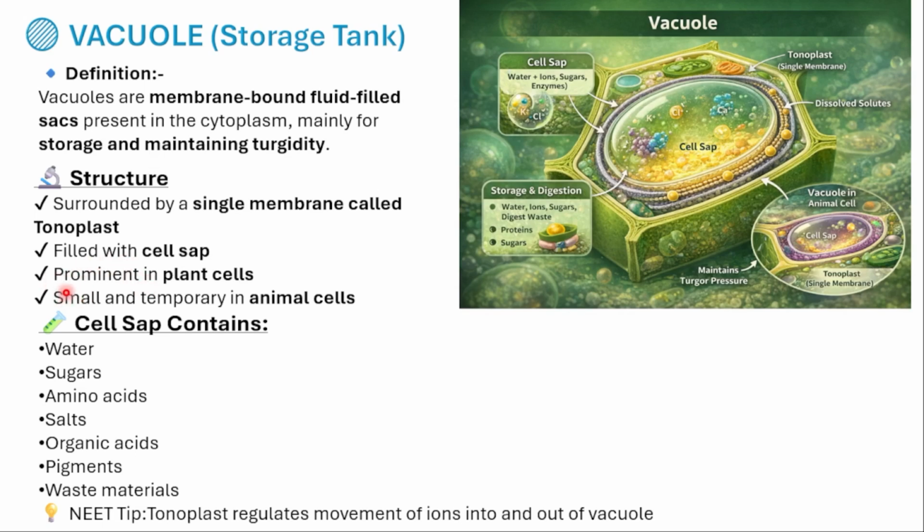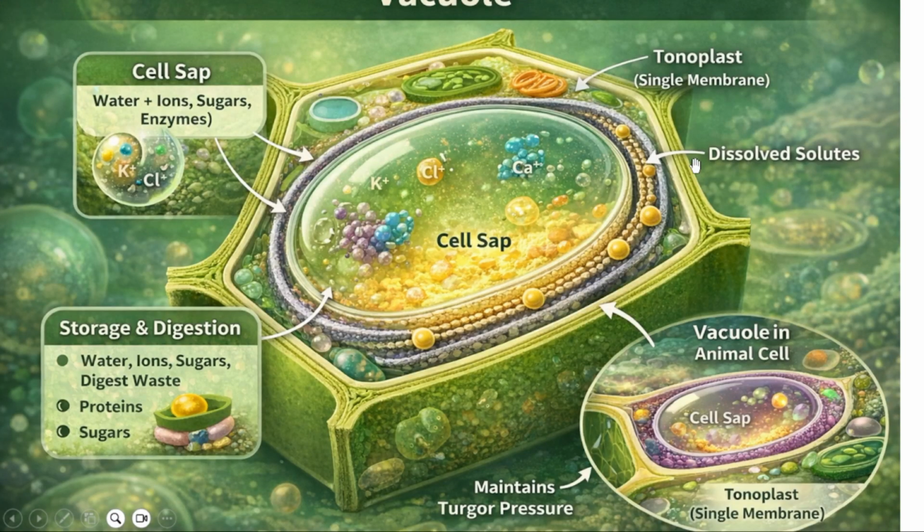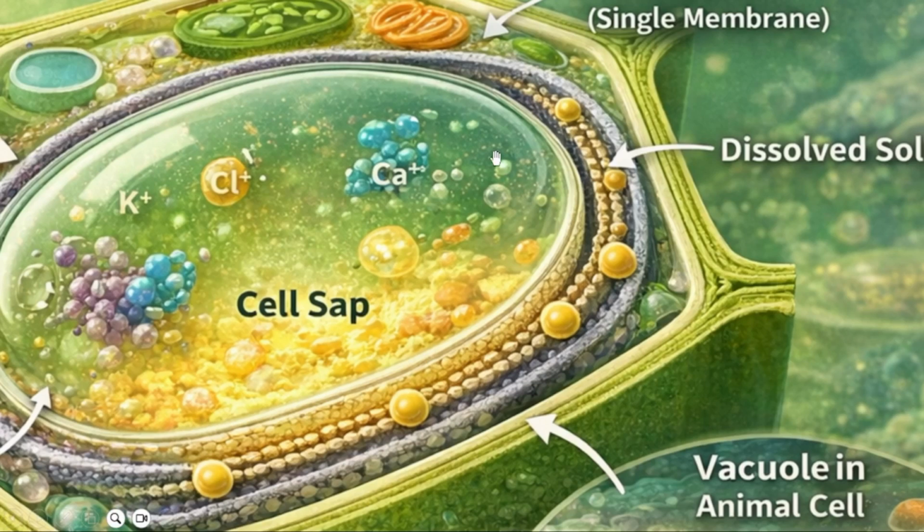Next, prominent in plant cell, just now I said, small and temporary in animal cell. What does this cell sap actually contain? This cell sap contains water, sugar, amino acids, salts, organic acids, pigments, waste materials. These all things will be there in the cell sap. If I zoom, you will come to know. See, water molecules, ion molecules, amino acids, many things will be there inside the cell, so that maintains the turgidity. That maintains what? Turgidity.